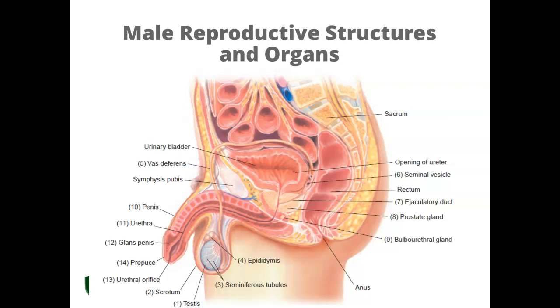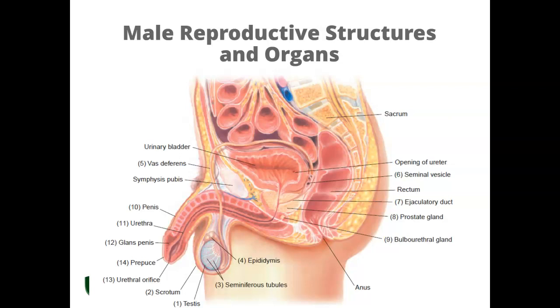The testes produce the hormone testosterone. This enables the development of secondary sex characteristics, and it also plays a role in the libido for males. Within the testes, there are numerous tubes that we call the seminiferous tubules, which produce the sperm. Sperm is the male gamete, which is essentially the male sex cell, so much like the ovum is for females.